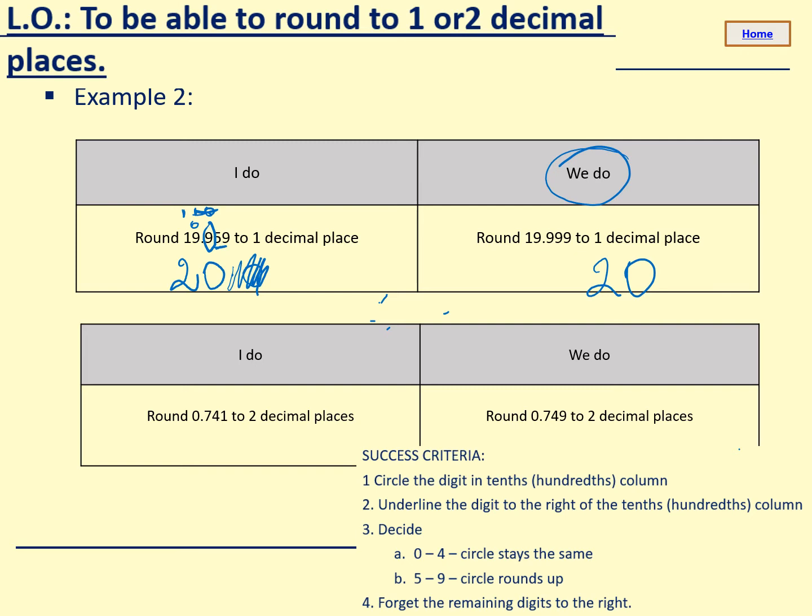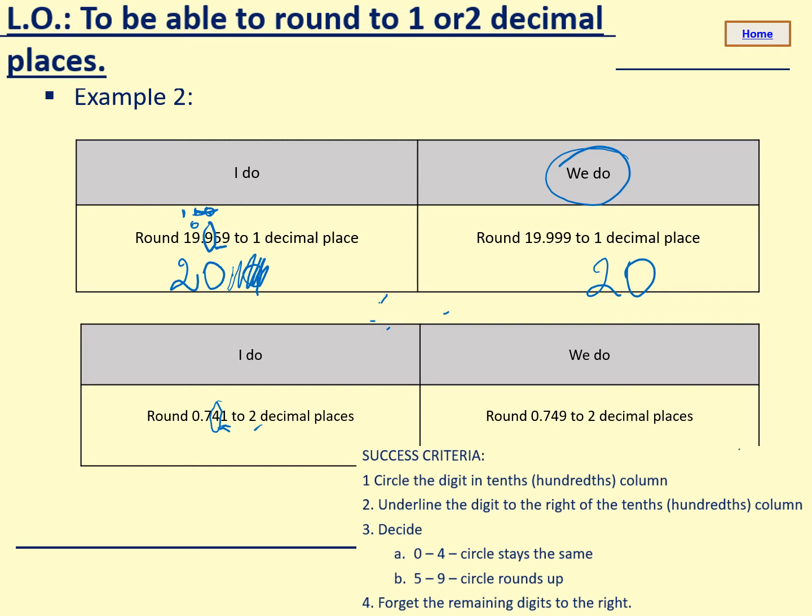Okay, one more question. Round 0.741 to 2 decimal places this time. That means I want my number to have 2 digits after the decimal point. So the second digit after the decimal point is 4. Okay, so I circle 4. I underline the digit to the right. Well, 1 is between 0 and 4, so my circled digit stays the same.